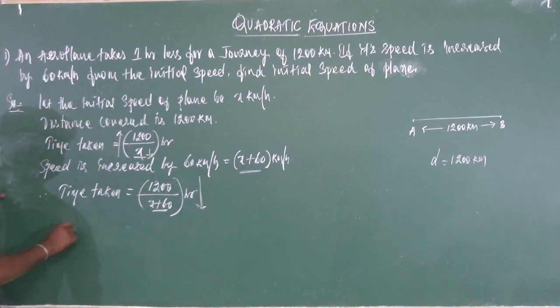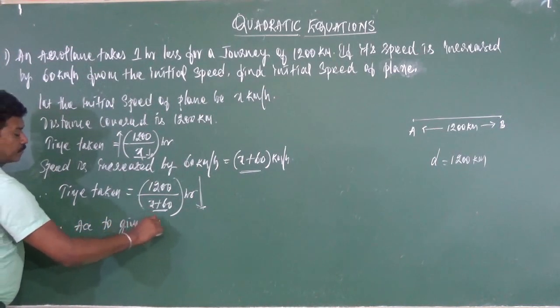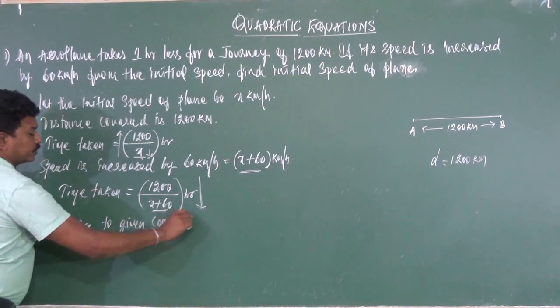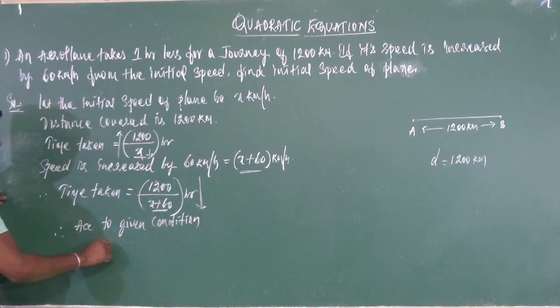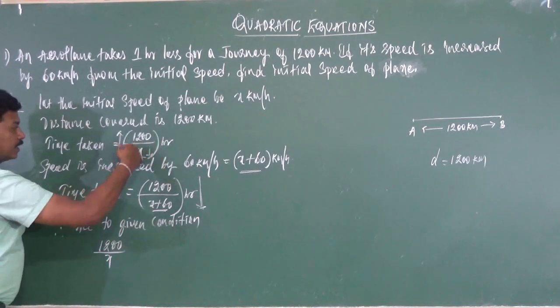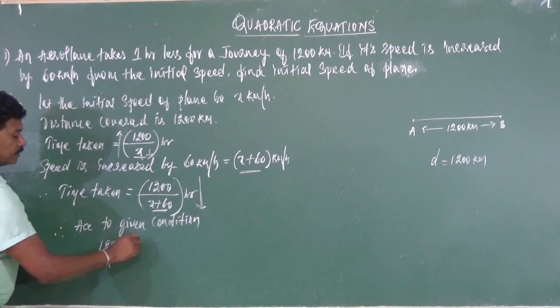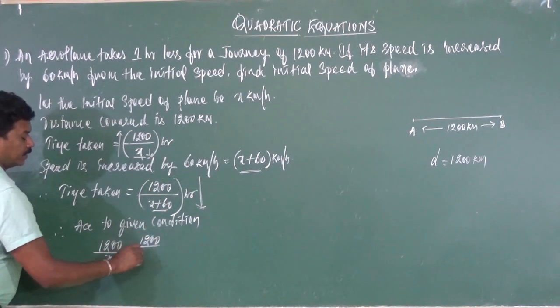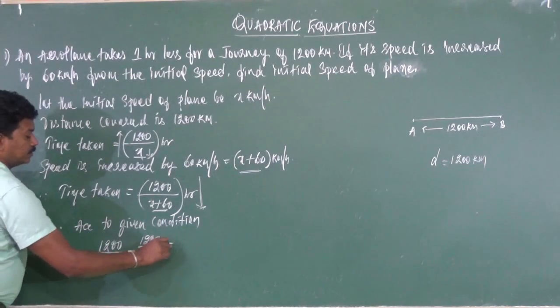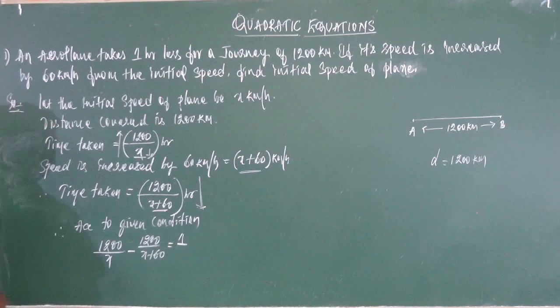So therefore according to the given condition, 1200 by x, this is the larger time value. This is the smaller time value. So 1200 by x minus 1200 by x plus 60 is equal to 1 hour. The difference between timing is 1 hour, right? So next is simple calculations.